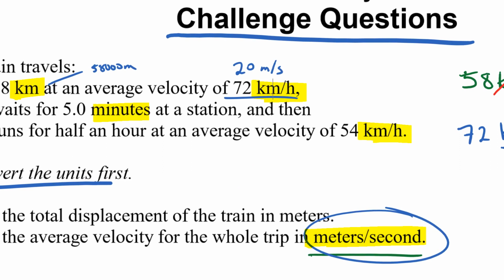5 minutes isn't so hard. 5 minutes here is the same thing as 5 minutes times 60 seconds for every 1 minute, which will be equal to 300 seconds.